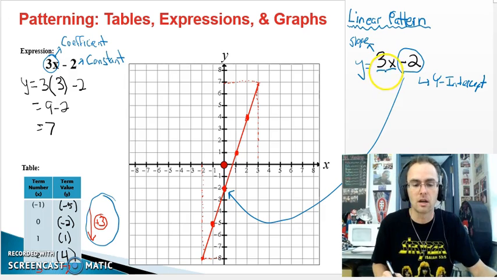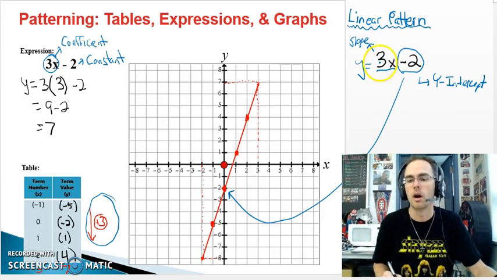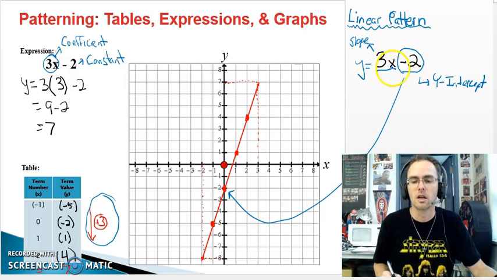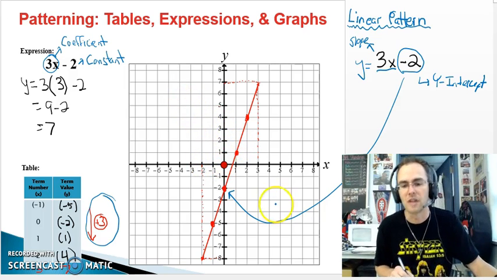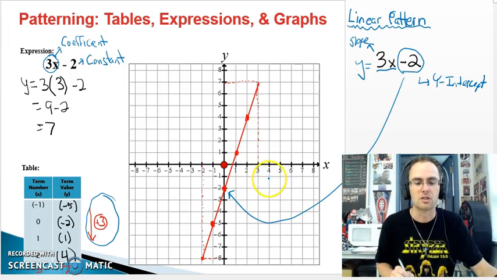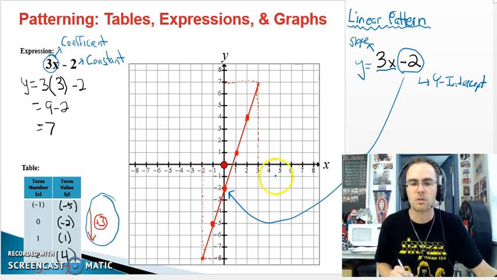And in the next video, I'm going to show you how you can modify these linear patterns, and you'll see how the slope changes, the location changes, how you can go down with negative slopes, and so on. So anyway, there are some connections between tables, expressions, and graphs.